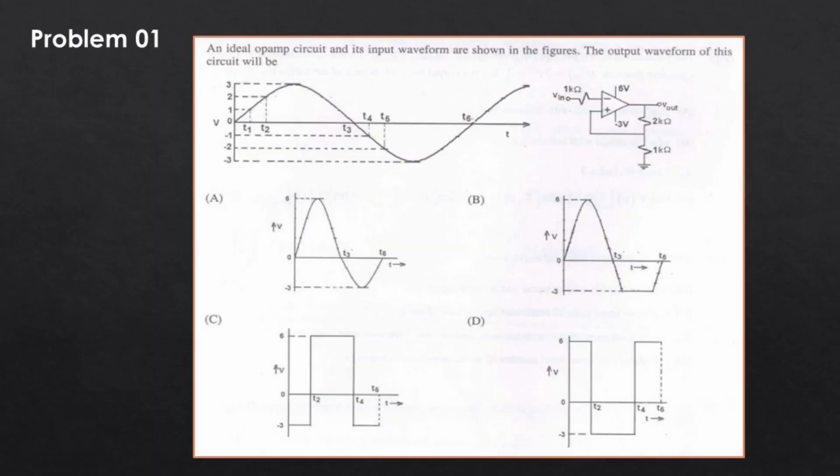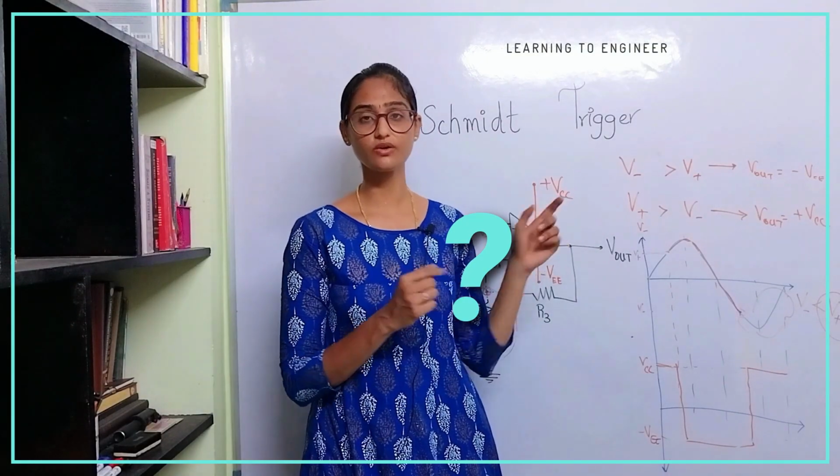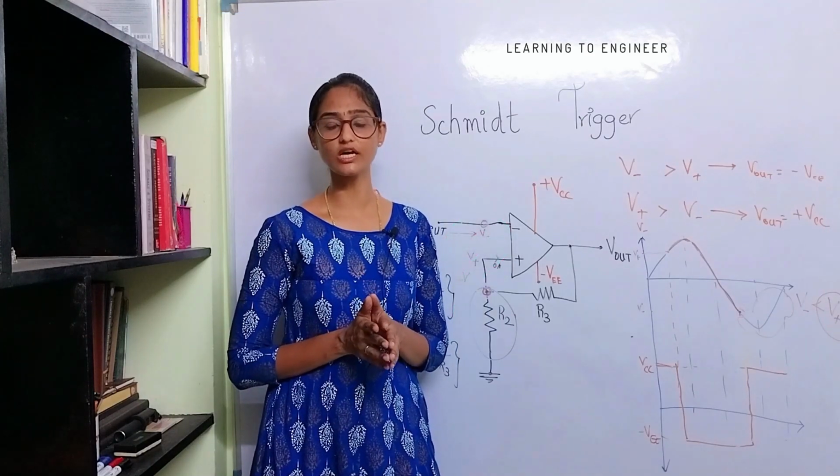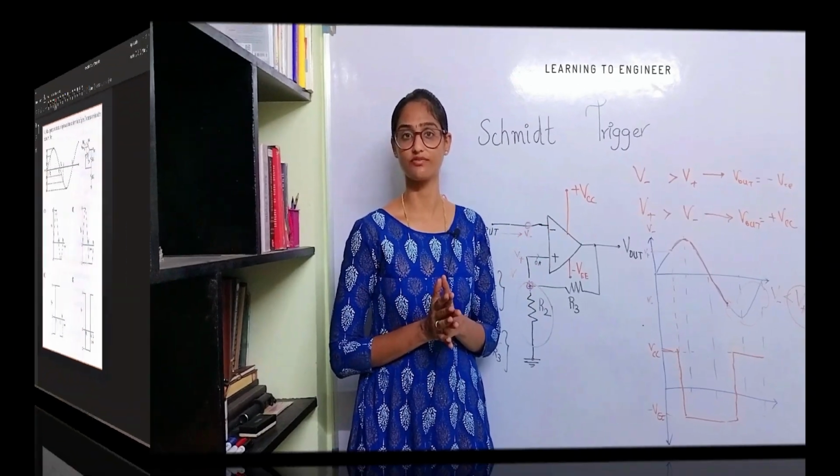An ideal op-amp circuit and its input waveform are shown in the figures. The output waveform of this circuit will be dash. Four options are given to us to choose from. In this circuit we observe that there is an input resistor of 1 kilo ohm connected to the inverting terminal, which is of no use, because if you had watched this video you will understand this concept. I highly recommend you to pause this video at this stage and solve this problem by yourself.